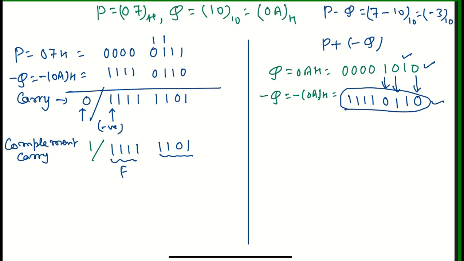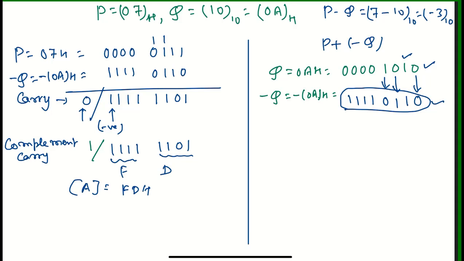1 1 0 1 means what? This is 8 plus 4 is 12, 12 plus 1 is 13. So 13 means, like 10 is A, 11 is B, 12 is C, and 13 is D. So this will be D. So this is stored in the accumulator as FDH.